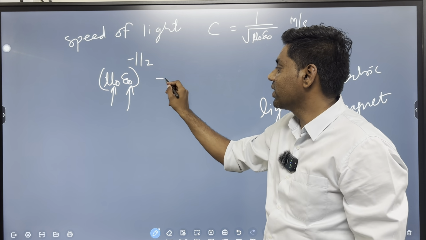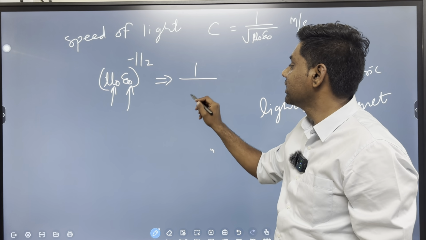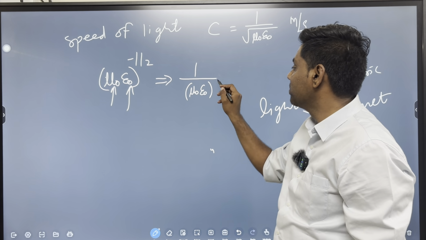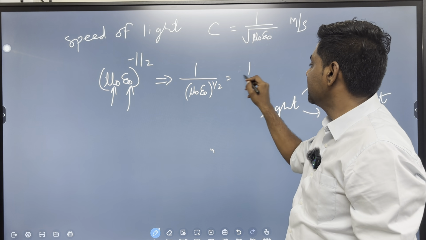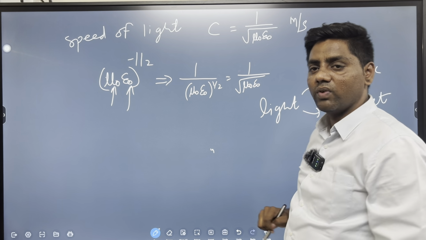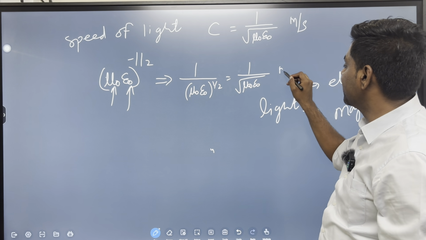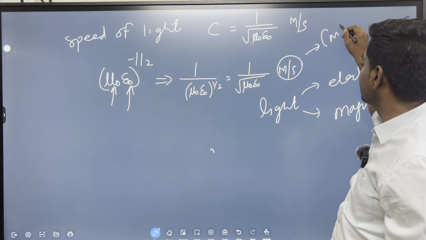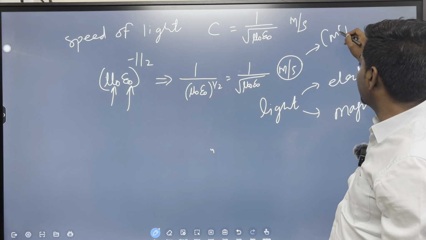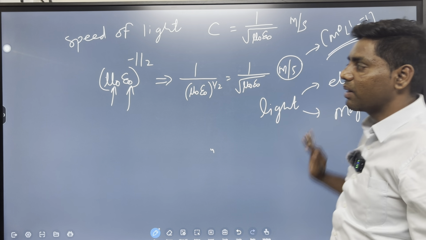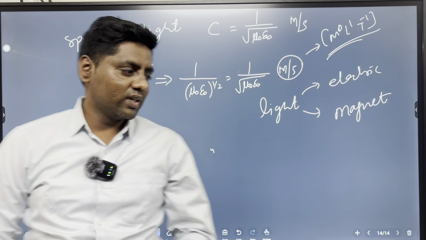So this physical quantity we can write as 1 upon mu naught epsilon naught raised to minus 1 by 2, which becomes plus 1 by 2, that is mu naught epsilon naught into square root. What is the SI unit? Meter per second. And what is the dimension? That is M0 L1 and T minus 1. So this is the dimensional formula for the speed of light.